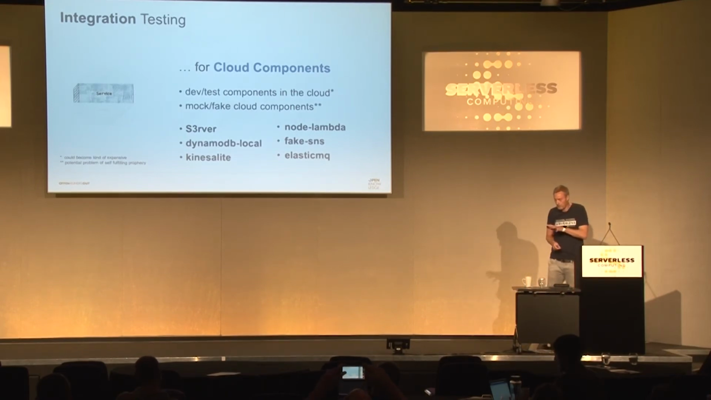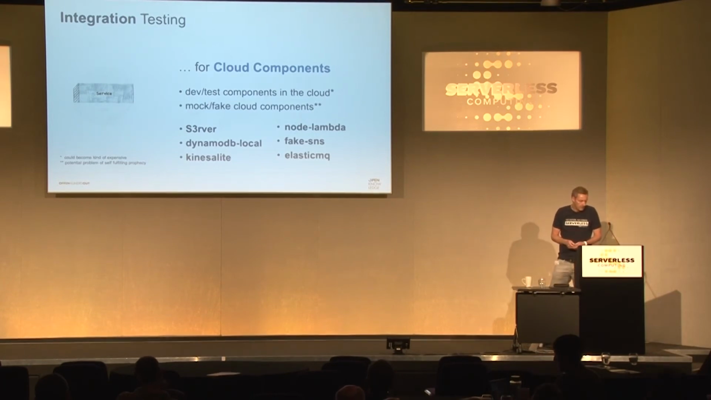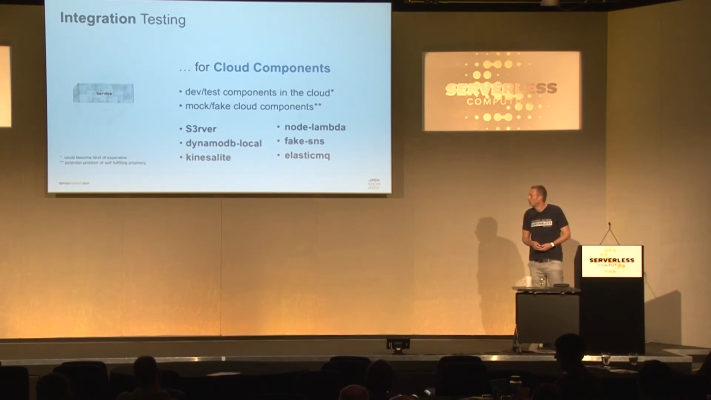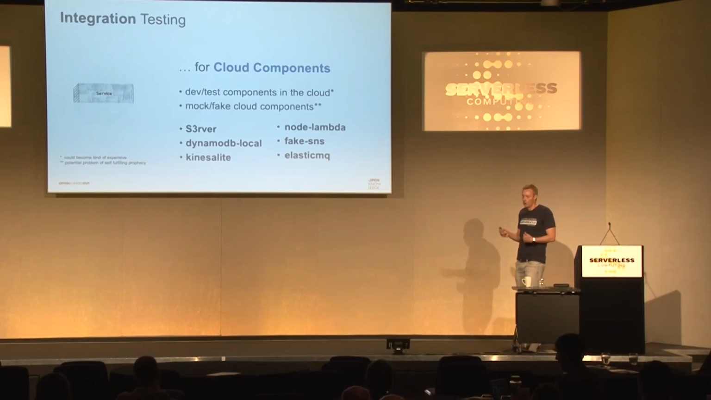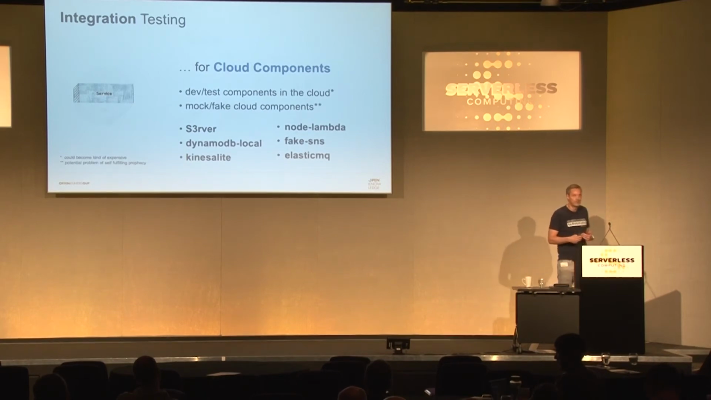These are all examples from the AWS world, but of course we have nearly the same for all the other cloud worlds, like Node Lambda, fake SNS, and so on. So we can use mock components. The problem with mock components, not local components like DynamoDB, is that you tell them how to behave. And if you tell them how to behave, normally they behave like you tell them they should behave. So they will not run into the same problems as the real environment. So, self-fulfilling prophecy.